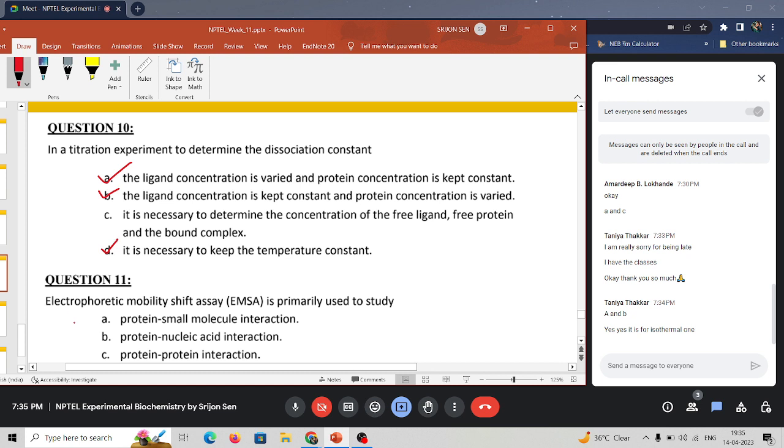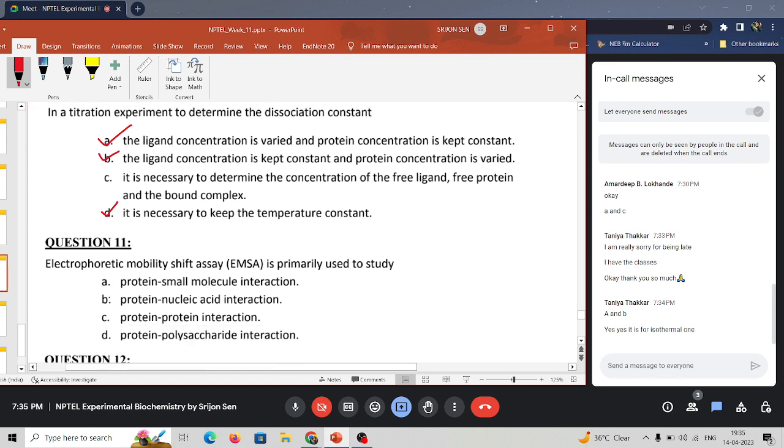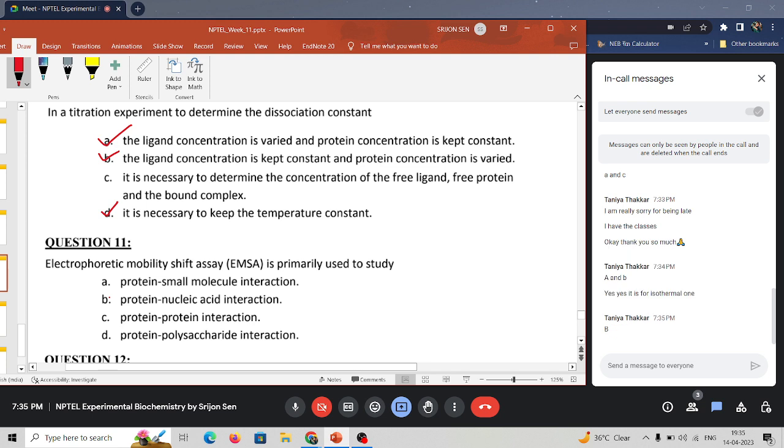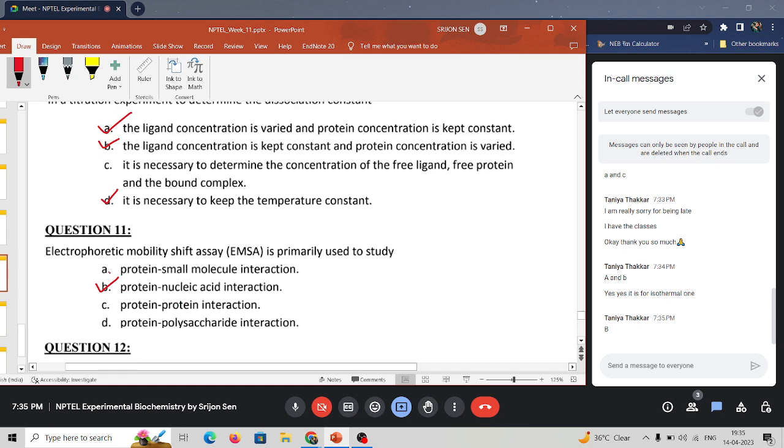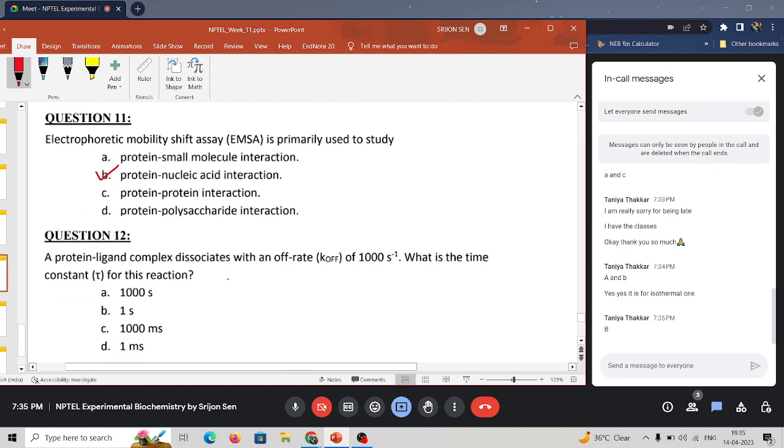Okay, the next question. Question 11, good one. Electrophoretic mobility shift assay is primarily used to study. What do you use EMSA for? This is a very easy question. Yes. So we use it for studying protein DNA, protein RNA interactions. If you generalize it, it's protein nucleic acid interaction. Very good. The next one.